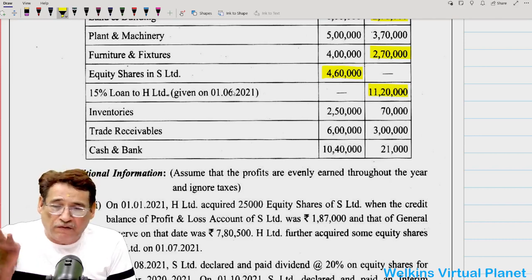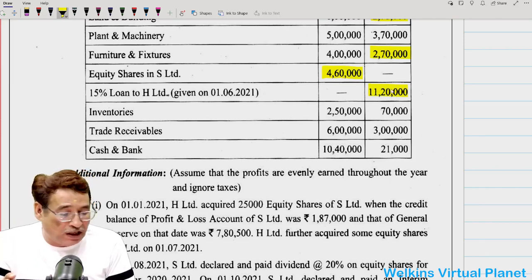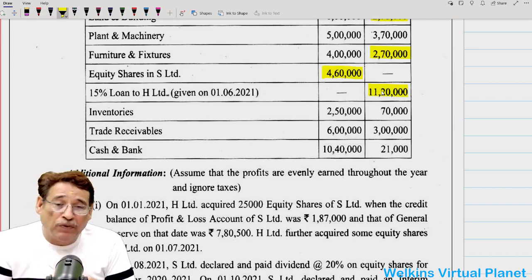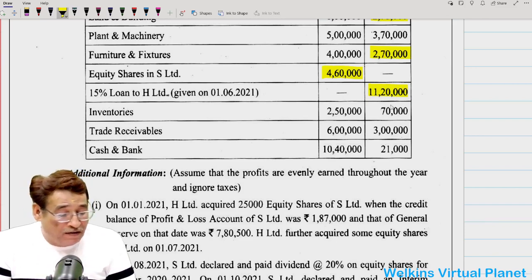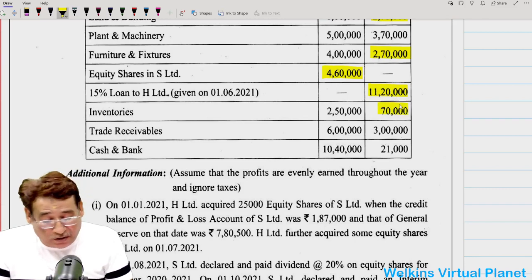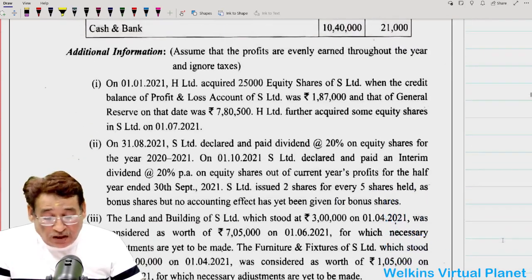So they have represented actually 12,60,000, but subsidiary company hasn't passed the entry for the same, it seems. So now subsidiary company will pass the entry, and the entry will be: interest is a gain to us, and loan amount will increase. So loan account debit to interest account, and ultimately this interest will be credited to profit or loss account of subsidiary company. Then we have inventories, trade receivable, cash at bank.